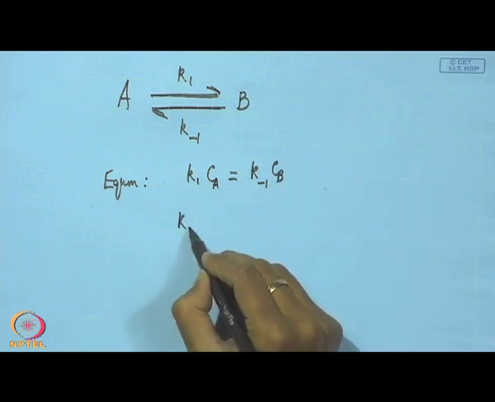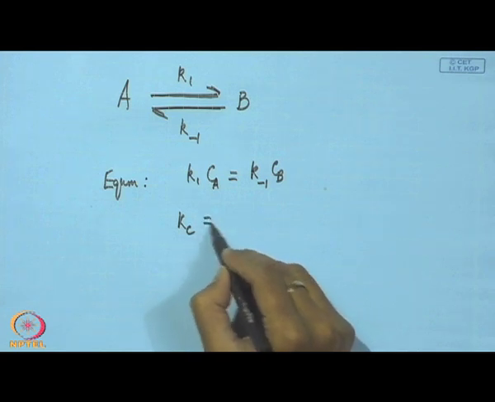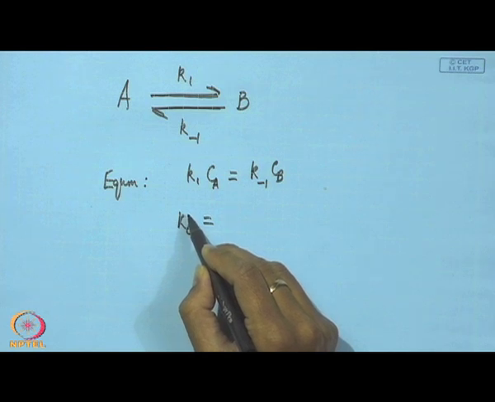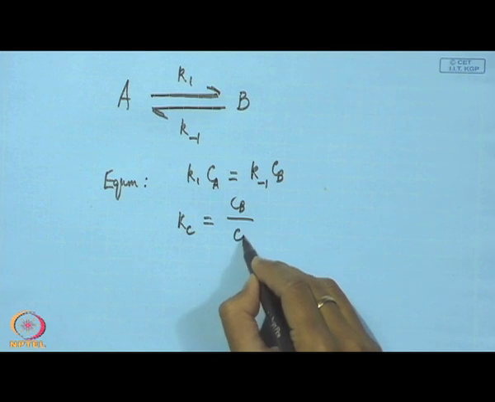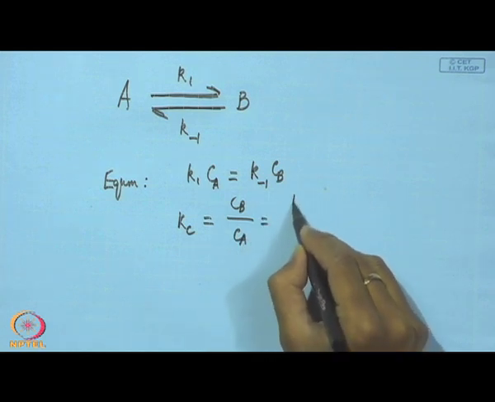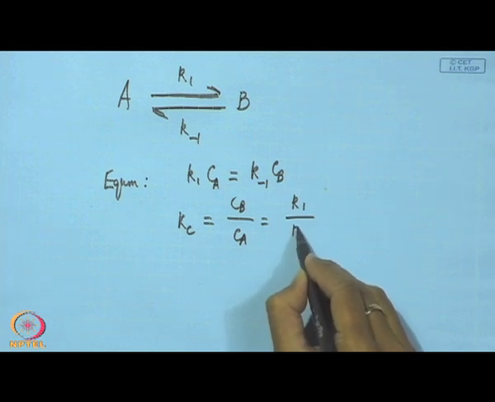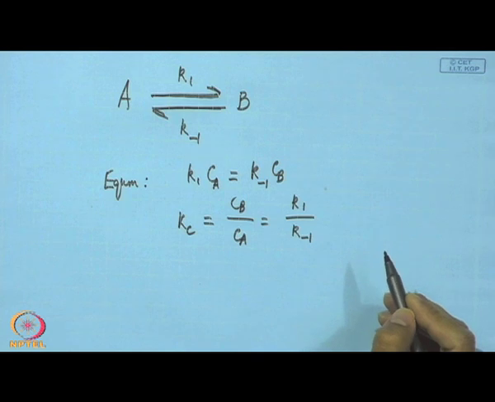So, Kc, that is the concentration equilibrium constant, it is not the rate constant, which is nothing but Cb by Ca, which is equal to K1 by K minus 1. Okay.